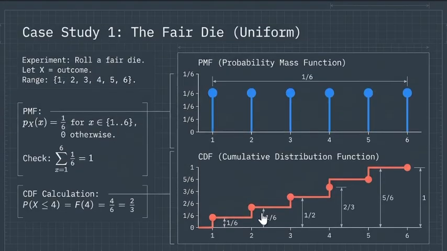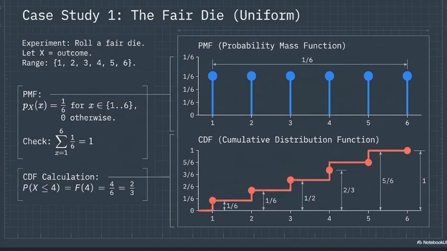Now moving forward, this is a question first of all. Roll a fair die and let X be the outcome. The range after rolling a die will be from 1 to 6. The PMF will be 1 by 6 for each element of x from 1 to 6, otherwise it's 0. Now what is the total probability? How will we check? Just sum the probability of each event, which is 1 by 6. So we get the answer as 1.